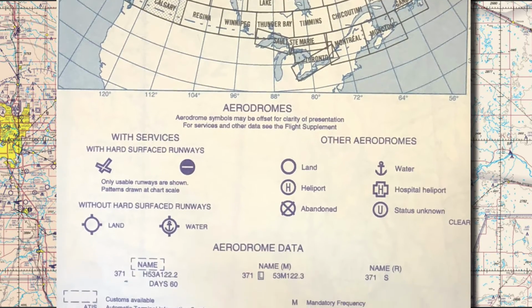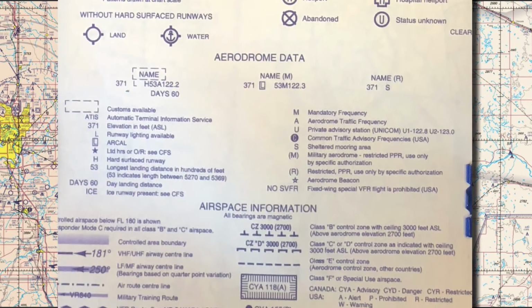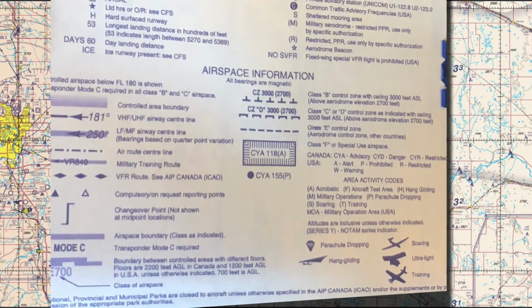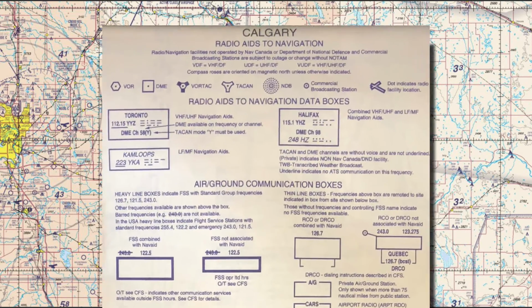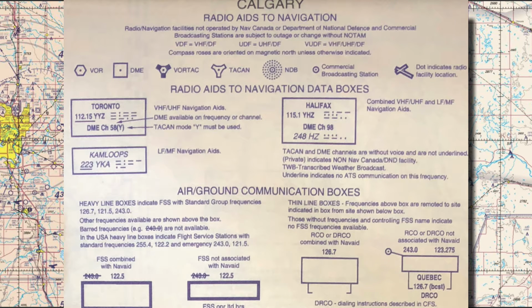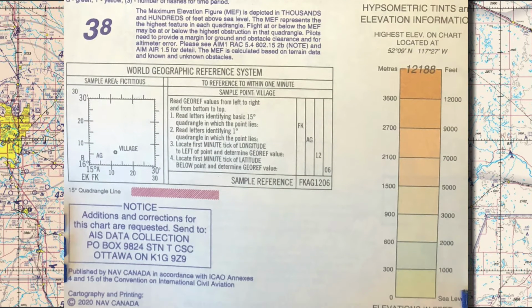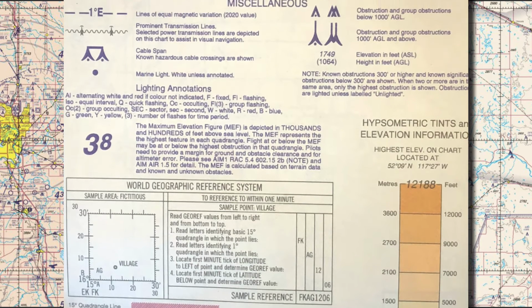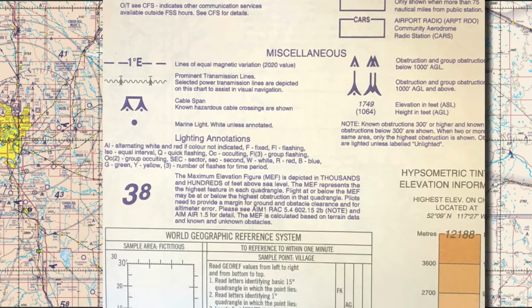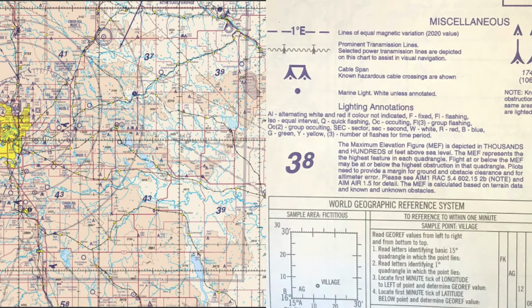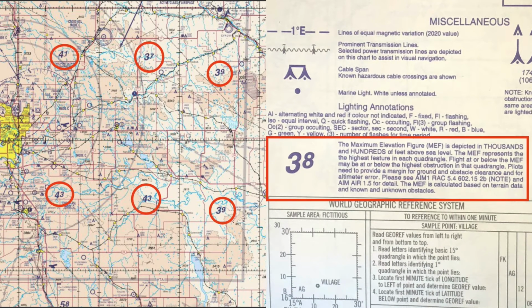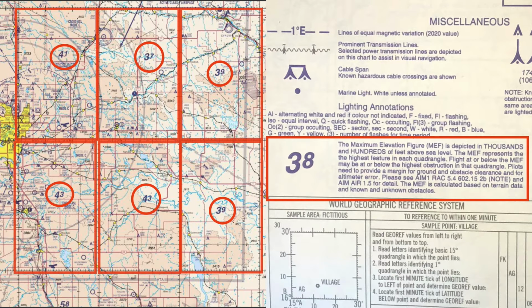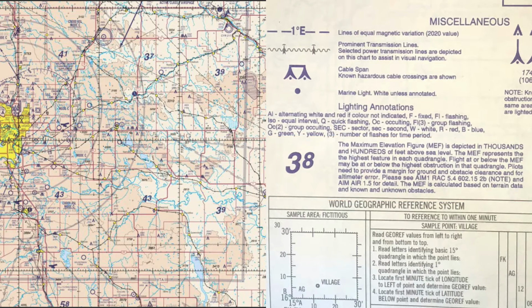Further down, we see information about aerodromes, aerodrome data, and airspace information. Now on the reverse side, we find the navigation and communication information. We will also find the hypsometric tints and elevation information, as well as miscellaneous information. One important piece of information regarding elevation is the MEF, or maximum elevation figure. This number is depicted in thousands and hundreds of feet above sea level and refers to the highest feature in each quadrangle. This can be a helpful number to quickly determine a safe altitude within a specified area.